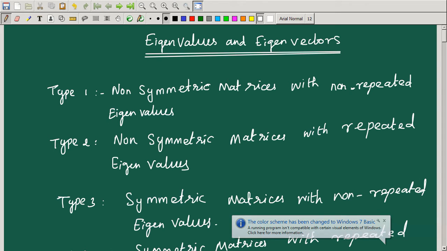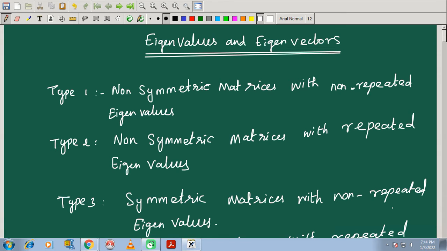Hi everyone. In this video, we are going to see eigenvalues and eigenvectors of a matrix. For eigenvalue and eigenvector, we have already discussed one video in detail, that is non-symmetric matrix with non-repeated eigenvalue. Now we are going to see all the remaining types.